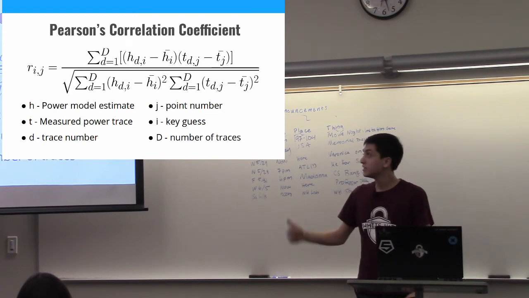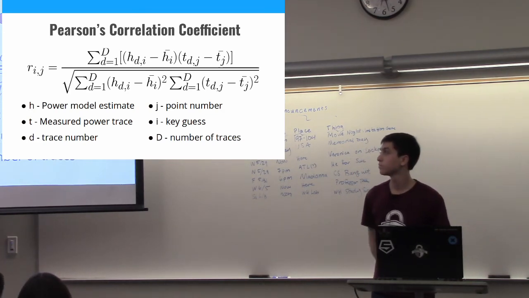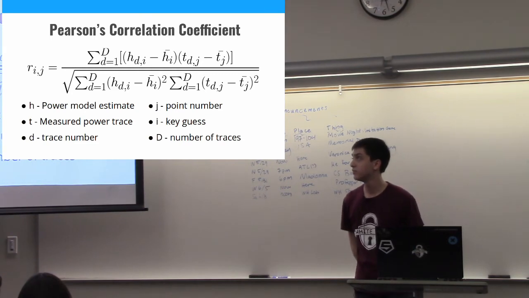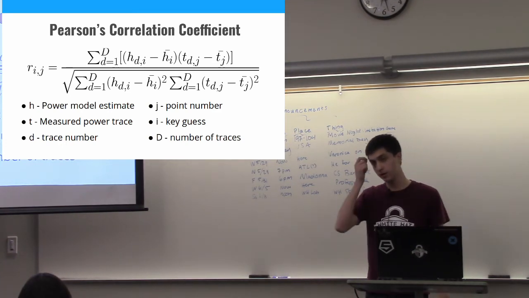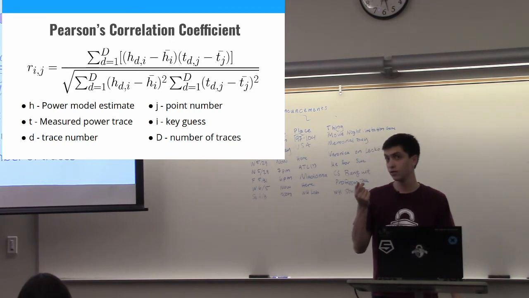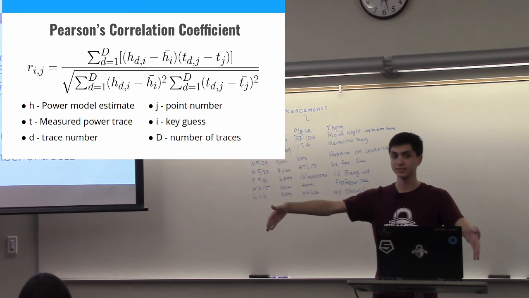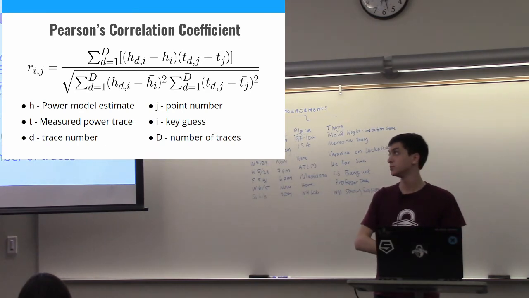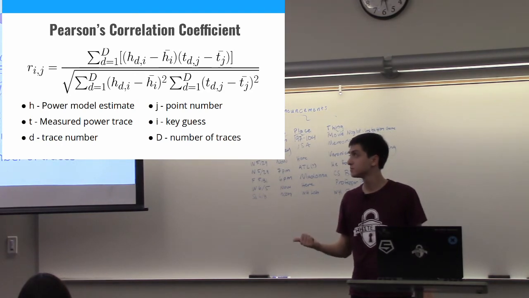H is going to be our power model estimate, the Hamming weight thing. T is the measured value. D is the trace number. J is the point number. That trace is made up of a bunch of points, like we saw in that array, and J is the index into that array that is our trace, which is the values measured over time. I is going to be our key guess.